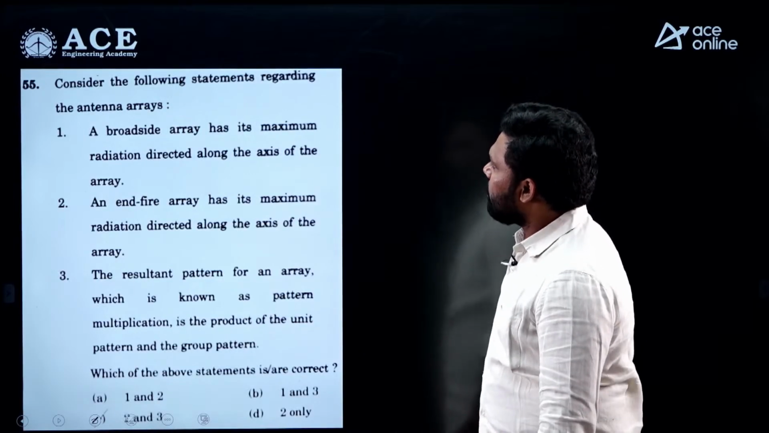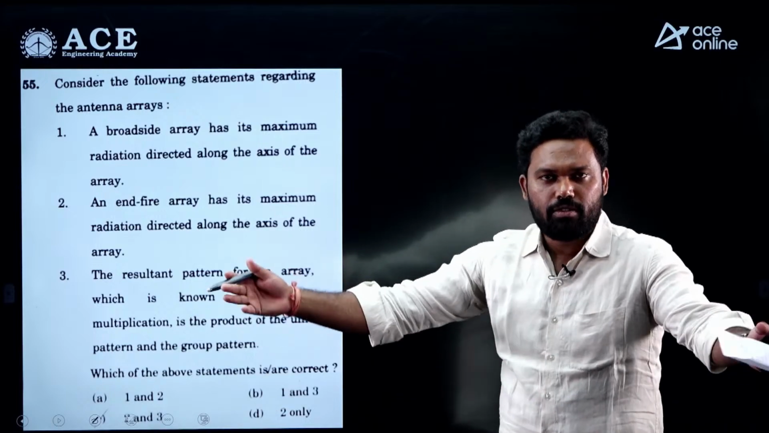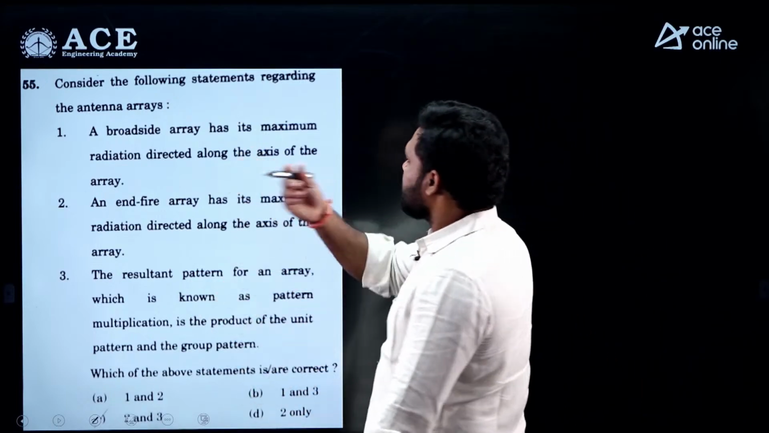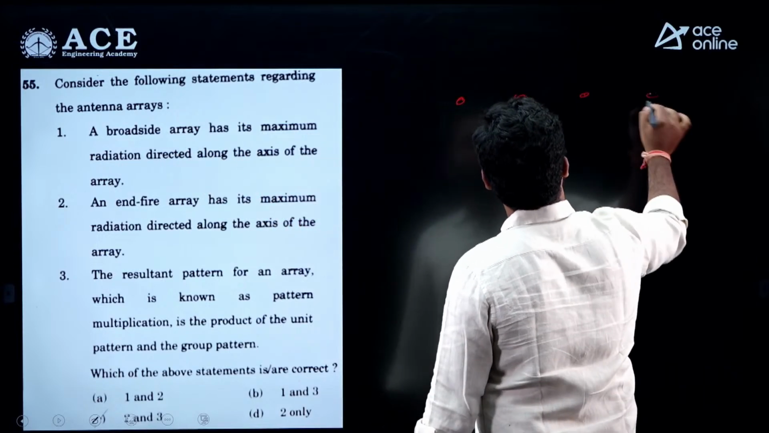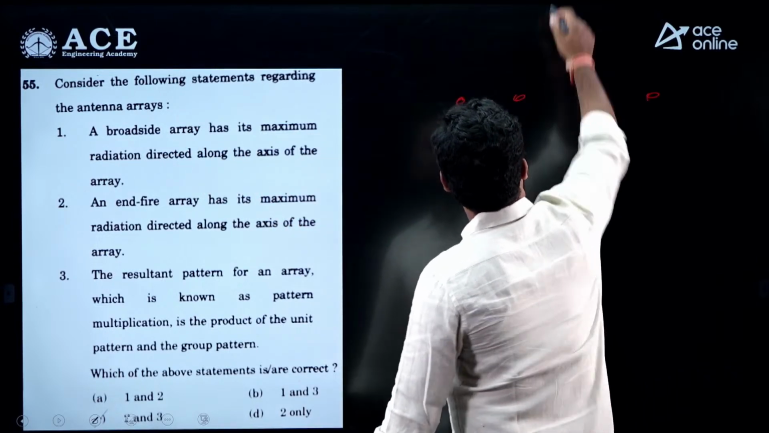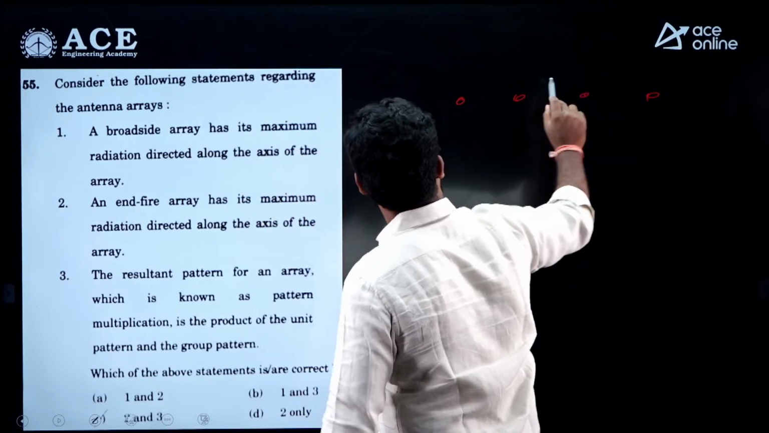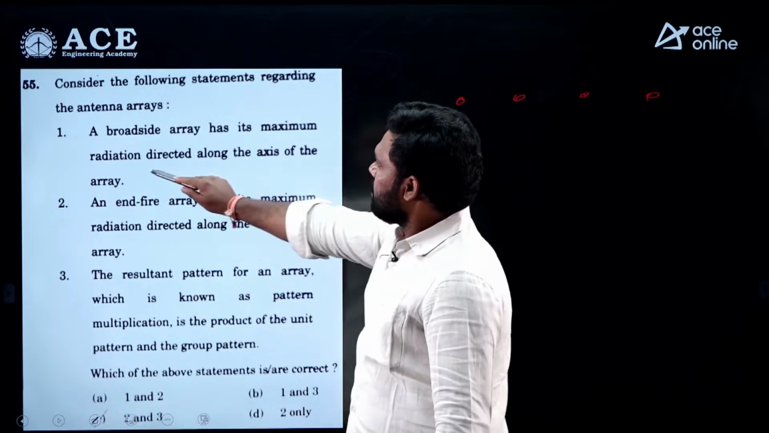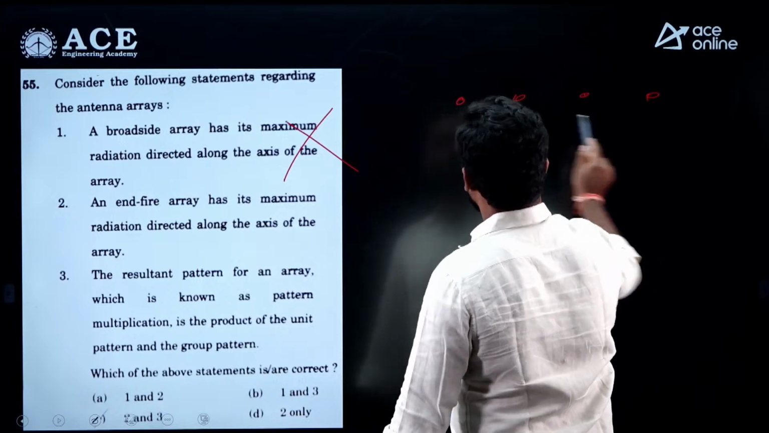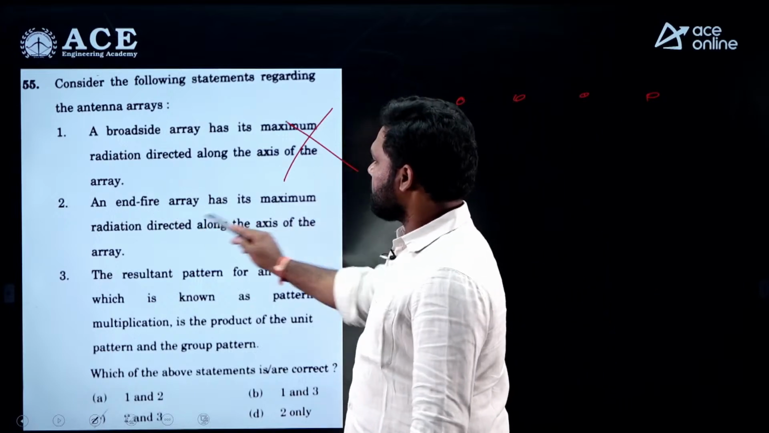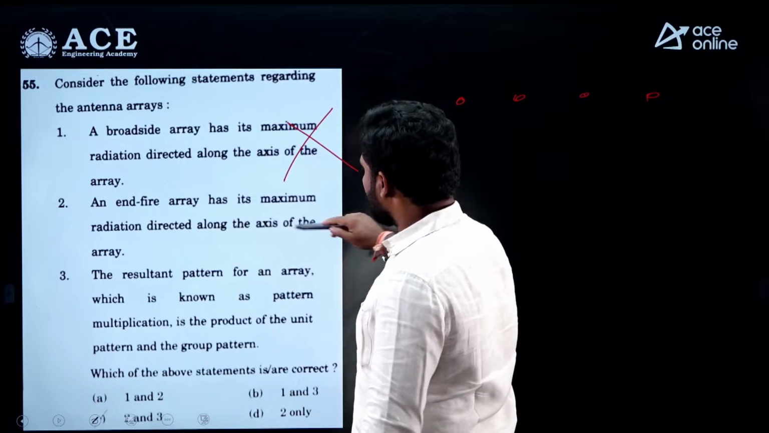Consider the following statements regarding the antennas. It is all about what is called an end fire array and a broadside array. Suppose you take a set of antennas, which is called an array. This is the axis of the array, and this is perpendicular to the axis of the array. Broadside array has its maximum radiation along the axis of the array. Wrong. Yes, the end fire array has its maximum radiation directed along the axis of the array. Yes, this is a correct statement.